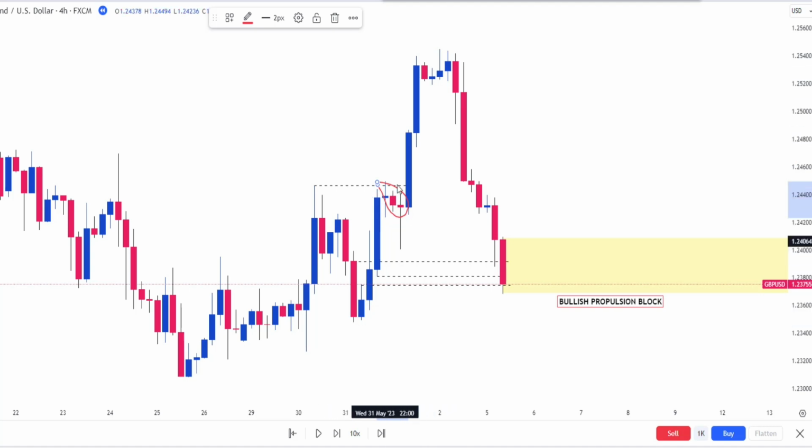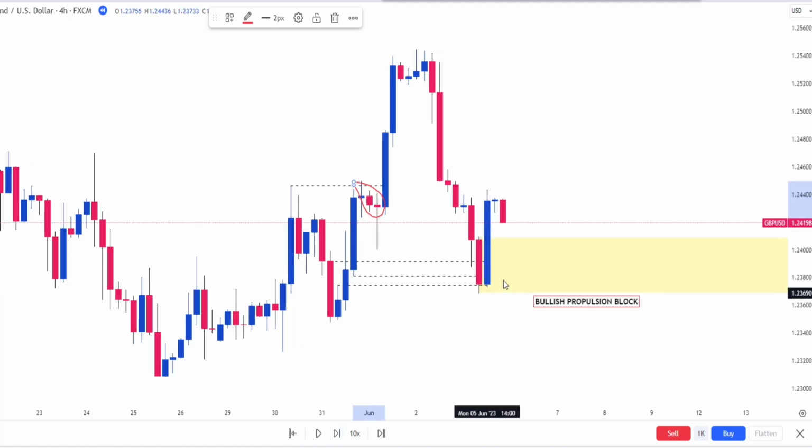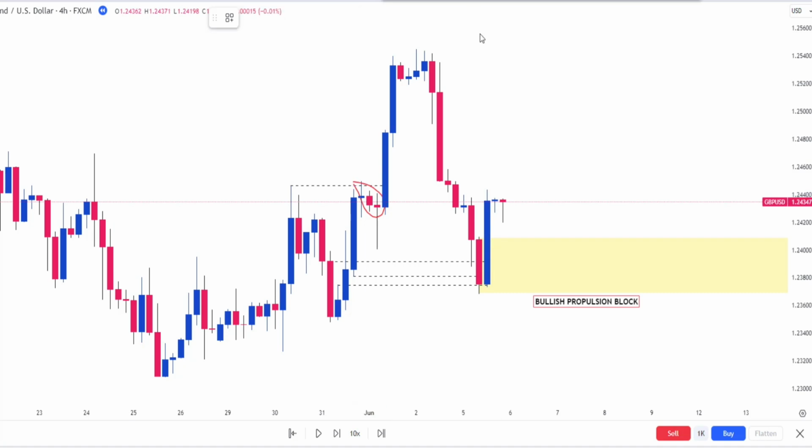So this entire movement, I consider it as one movement, and as price is coming back, you can actually see that it traded into the order block, okay? It traded into the order block and then it moved away from there. So this is now acting like my propulsion block. Let me show you. This is your propulsion block right here. And in this regard, you're dealing with a bullish propulsion block.